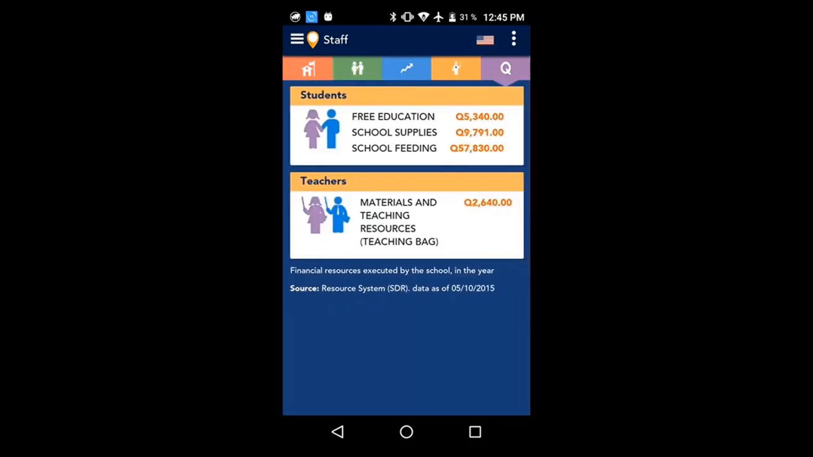And finally, you see information of the school support programs that the Ministry of Education provides. So you can see how much money this school received this year for free education, for school supplies, or the school feeding program, and also how much money the teachers got so they could buy teaching resources, what we call in Guatemala the teaching bag.